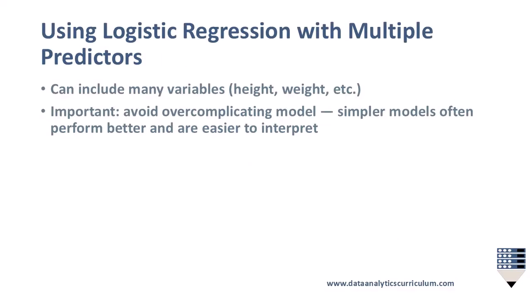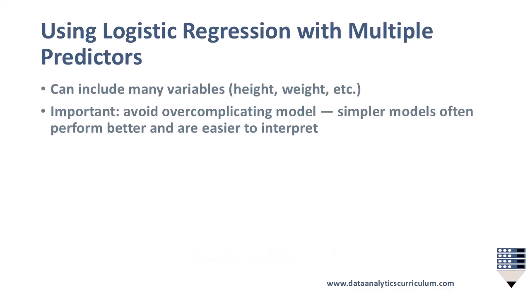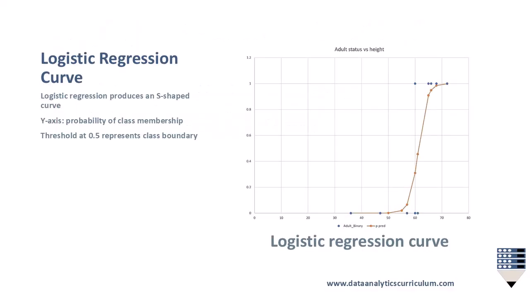Using logistic regression with multiple predictors. We can also include multiple predictors in a logistic regression model, for example, both height and weight. This can improve accuracy, but we have to be careful not to overcomplicate the model. Simpler models are often easier to interpret and perform just as well.